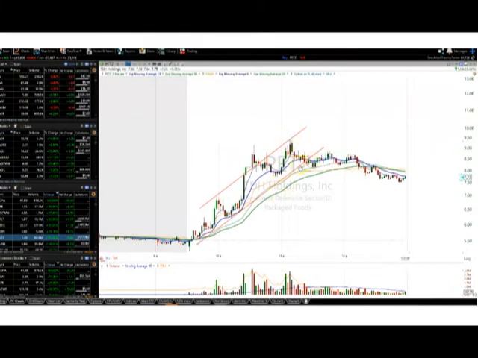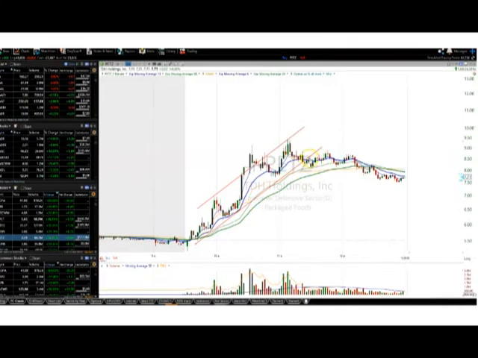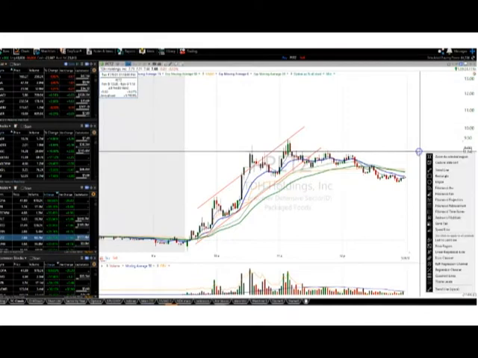Then it came down, and we see that it broke the channel, popped up to the channel, failed, and started to sell off. That's your indicator to get out of the trade. Now, it did get back up to an area here. Now let's talk about support and resistance lines.